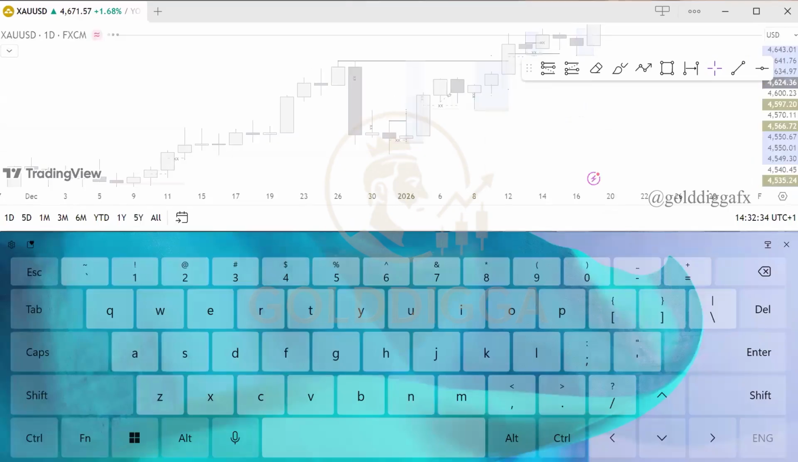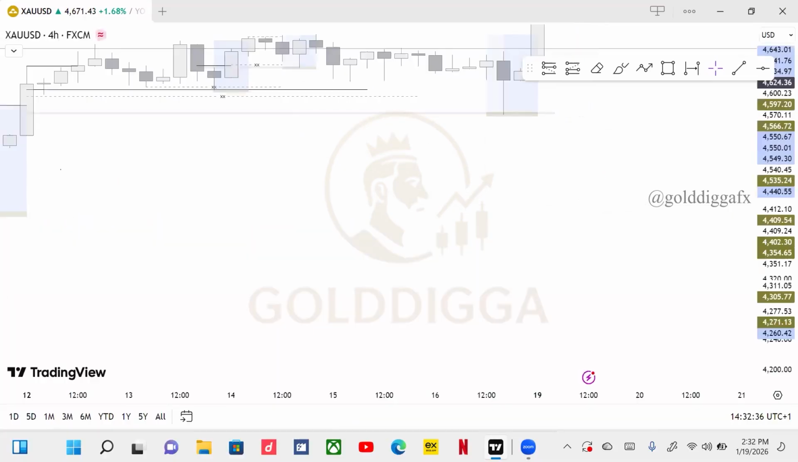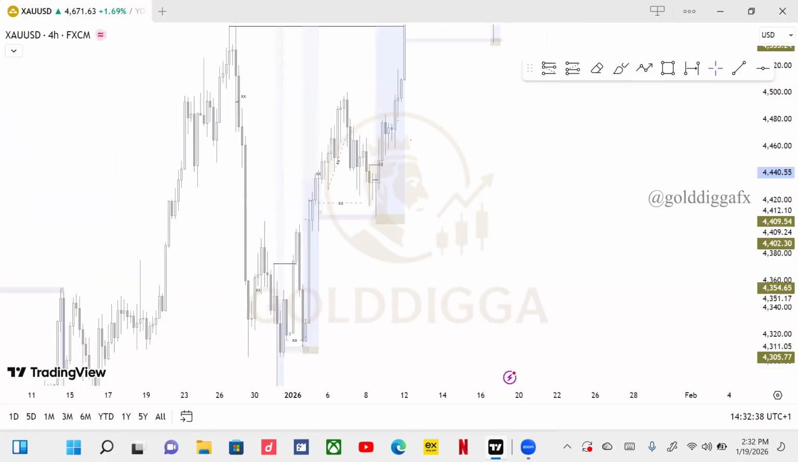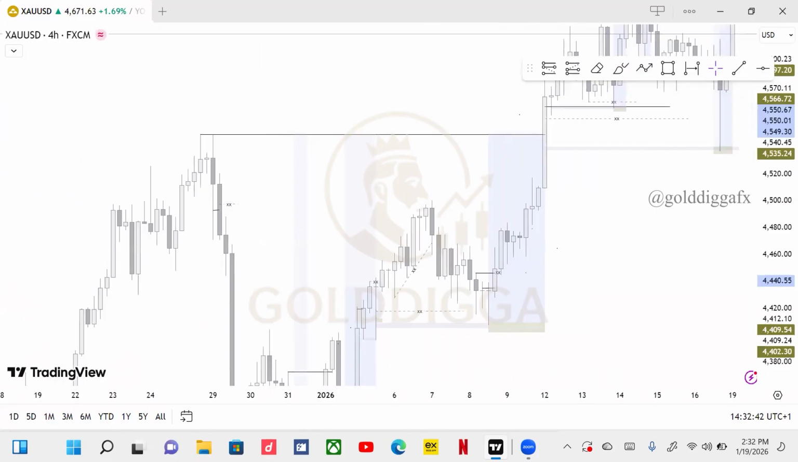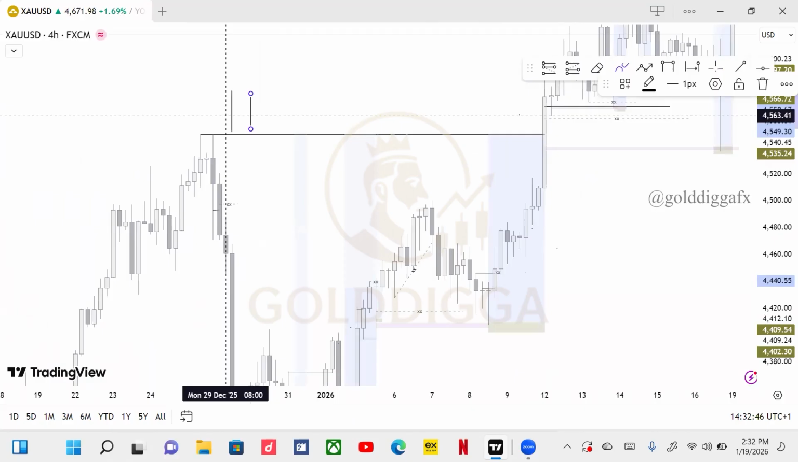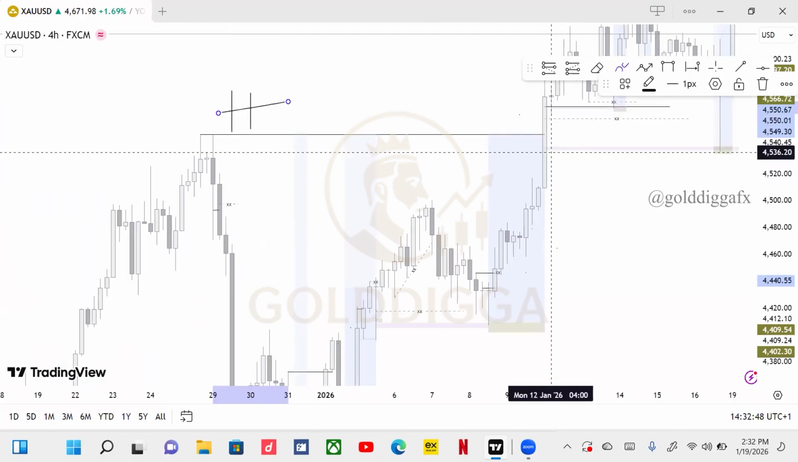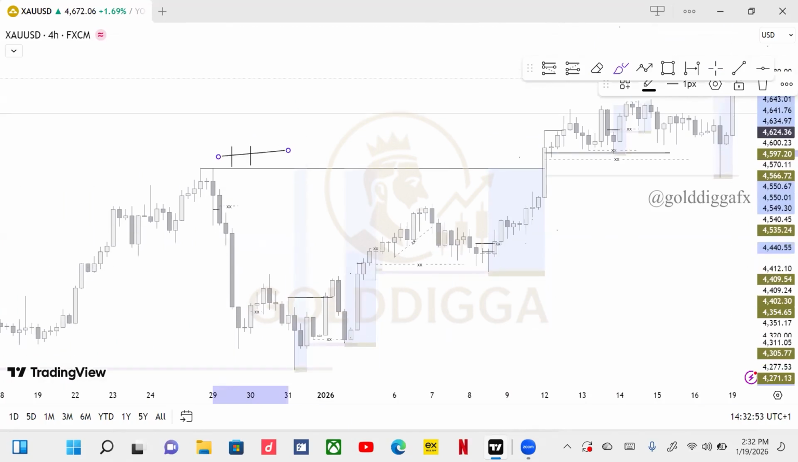Okay. So now you can go down to the 4 hour. So now you know that your major structure, your macro structure, is bullish. Now this is your high that you want to see price take out, right? So you want to see price take out this high and make a higher high. So this is what you want to see, right?